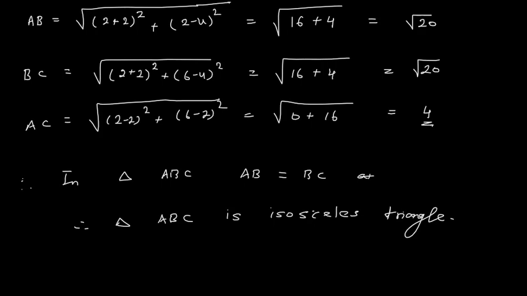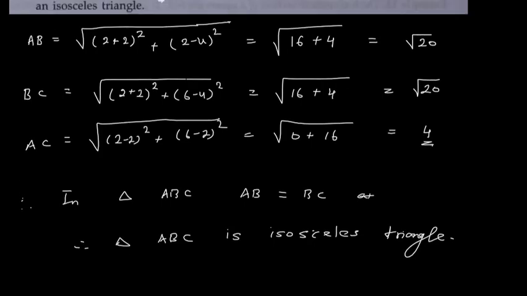Okay, so triangle ABC is an isosceles triangle, right? Okay. Now here, problem number 13 is: show that these 3 points form an equilateral triangle. So let us consider one point as A, which is (1, 1), one point as B, (-1, -1), and one point C as (-root 3, root 3). I have to show that these 3 points form an equilateral triangle.